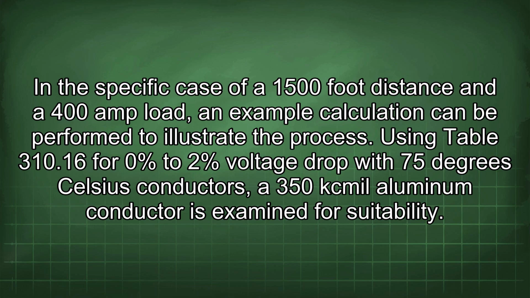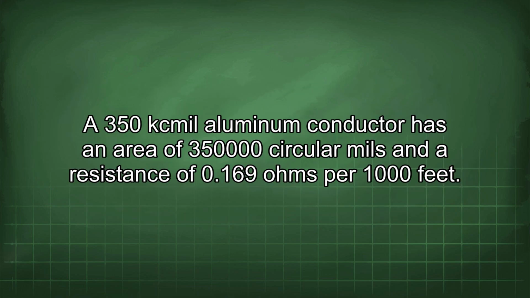In the specific case of a 1500 foot distance and a 400 amp load, an example calculation can be performed to illustrate the process. Using Table 310.16 for 0% to 2% voltage drop with 75 degrees Celsius conductors, a 350 kcmil aluminum conductor is examined for suitability. A 350 kcmil aluminum conductor has an area of 350,000 circular mils and a resistance of 0.169 ohms per 1000 feet.